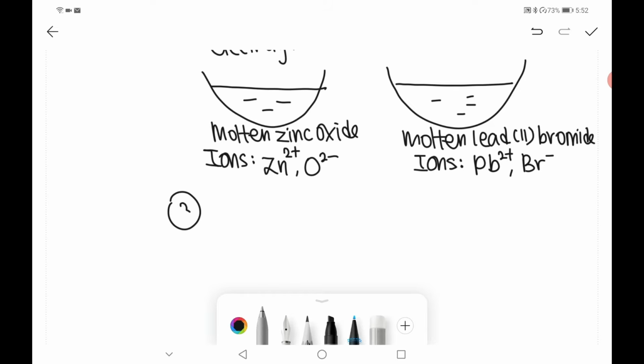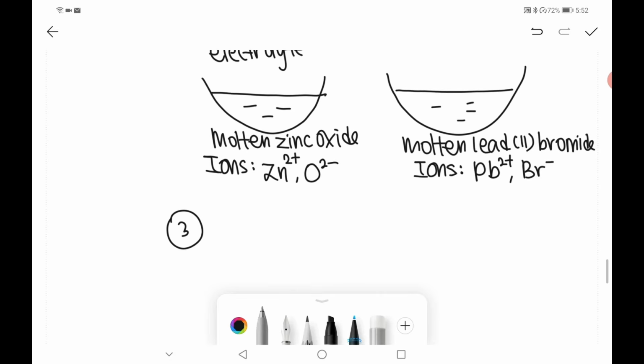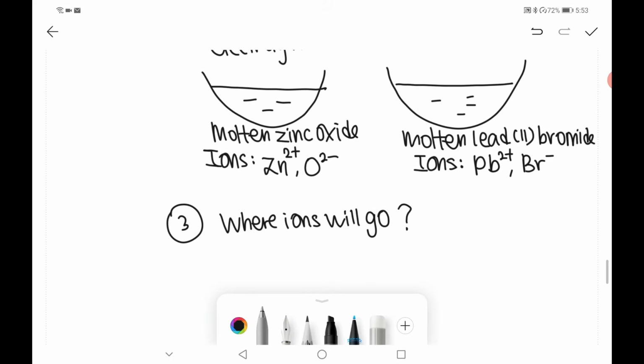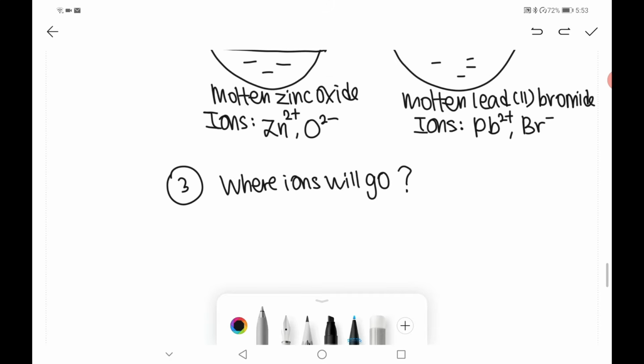After we know which ions we have in the electrolyte, the next thing we need to learn is where the ions will go. Ions have charge. All the ions have charge, and we learned before that same charges repel, opposite charges attract.